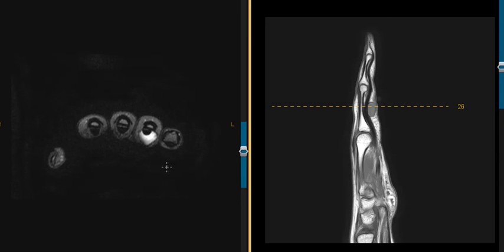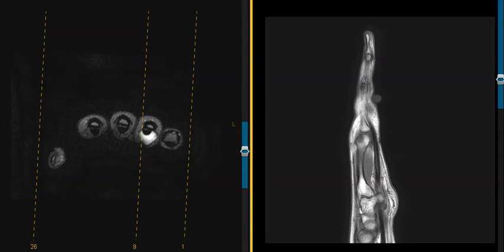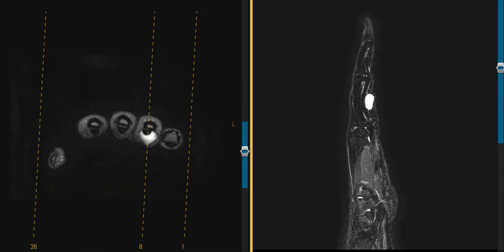And let me put up another couple views here to show this. This is a view from the side where fluid is bright, everything else is dark, and this really stands out. You can see it bright like a light bulb, very homogeneous. Again, a ganglion cyst of the flexor tendon sheath, also known as a volar retinacular cyst.